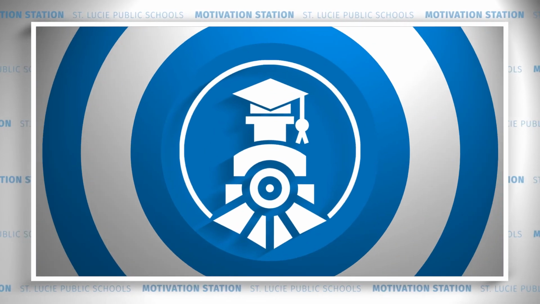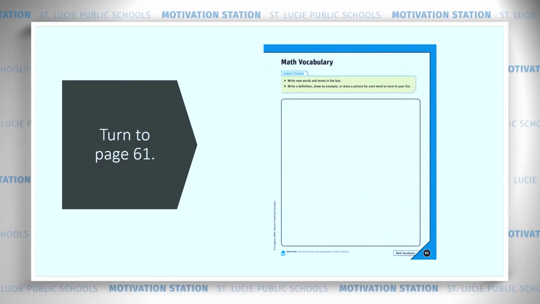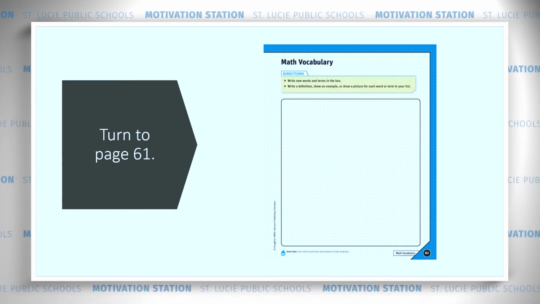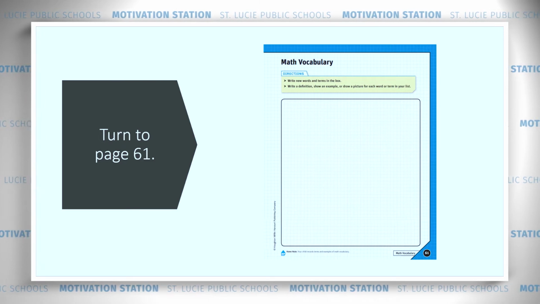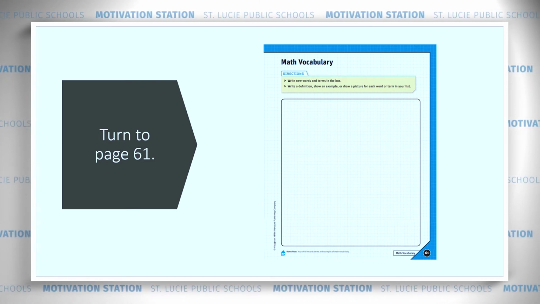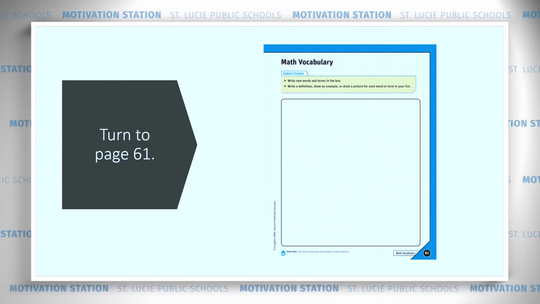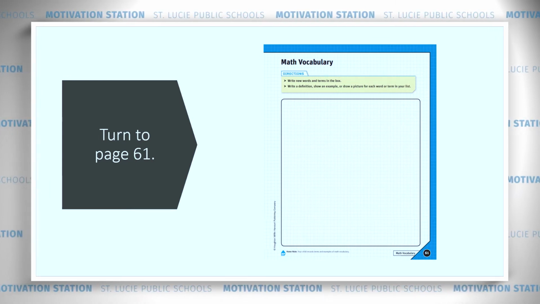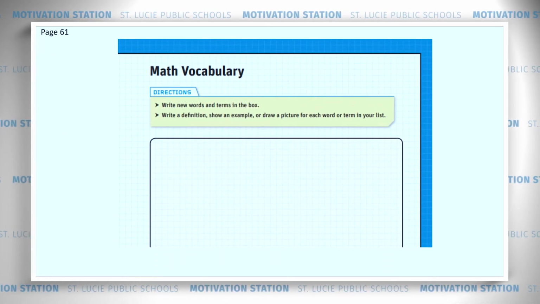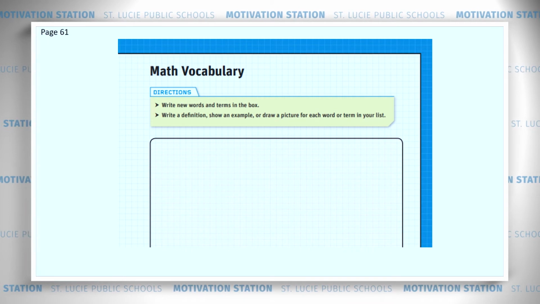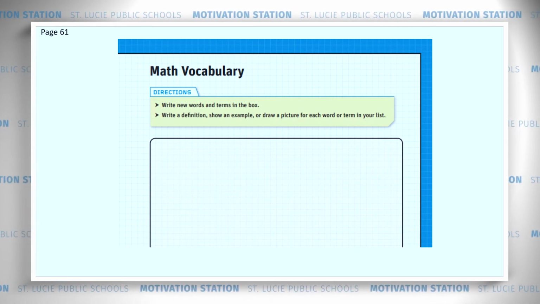Great job. We're going to turn to page 61. We've learned a lot of new words and we want to make sure that we write them down. So go ahead and open up your workbook to page 61. Make sure you have your pencil ready. Okay, 61, math vocabulary. We're going to write the words for our math vocabulary on this page.